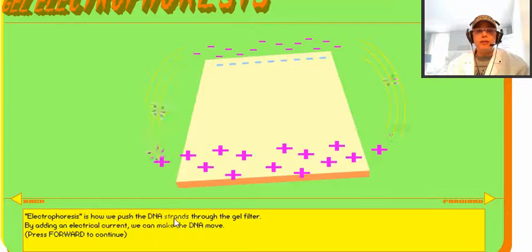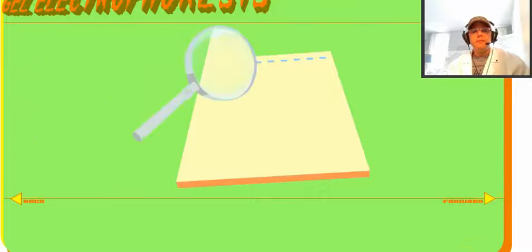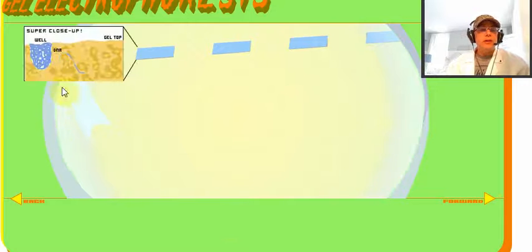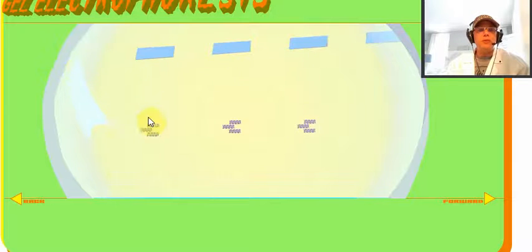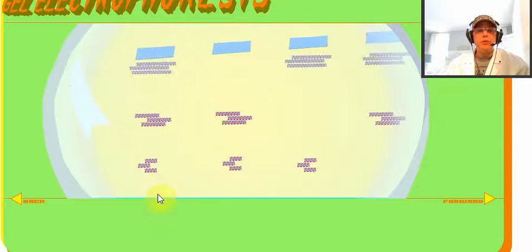Electrophoresis is how we push DNA strands through the gel filter. By adding an electrical current, we can make DNA move. You see, DNA has a negative charge, so it's going to move from this side to this side towards the positive. This is cool. You see, this is where the DNA originated from, and it's going through all those pores, and you're seeing it actually move.